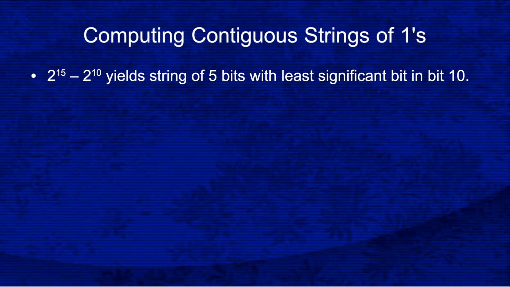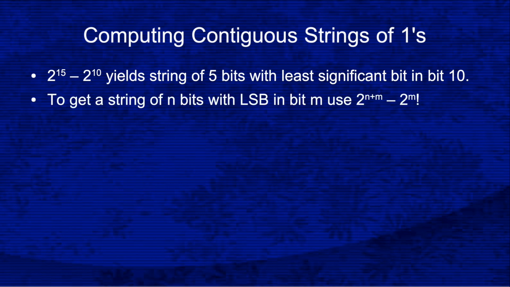So, to get a string of 5 consecutive 1 bits with its least significant bit in bit 10, we can use the expression 2 to the 15th power minus 2 to the 10th power, that is 2 to the 10 plus 5 power minus 2 to the 10th power. You should be able to see that in the general case, we can use the difference of 2 powers of 2 to get any arbitrary string of n consecutive 1 bits with the string's least significant 1 bit in bit m using the expression 2 to the n plus m power minus 2 to the m power.